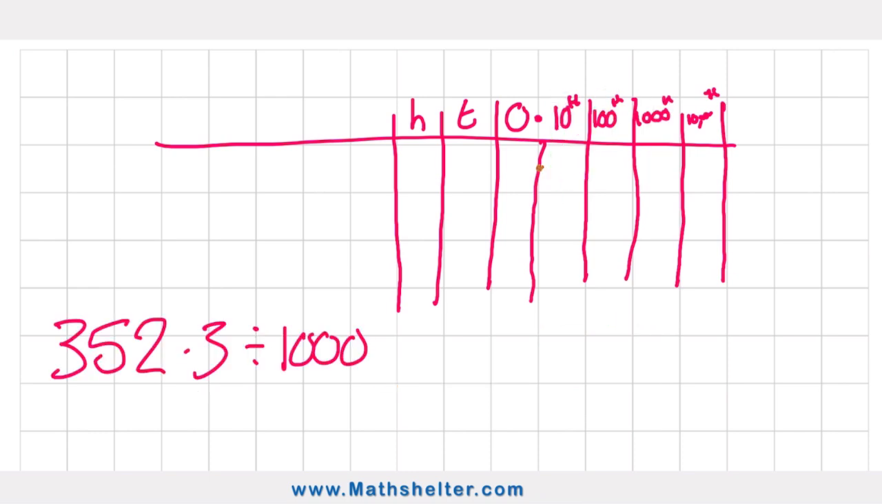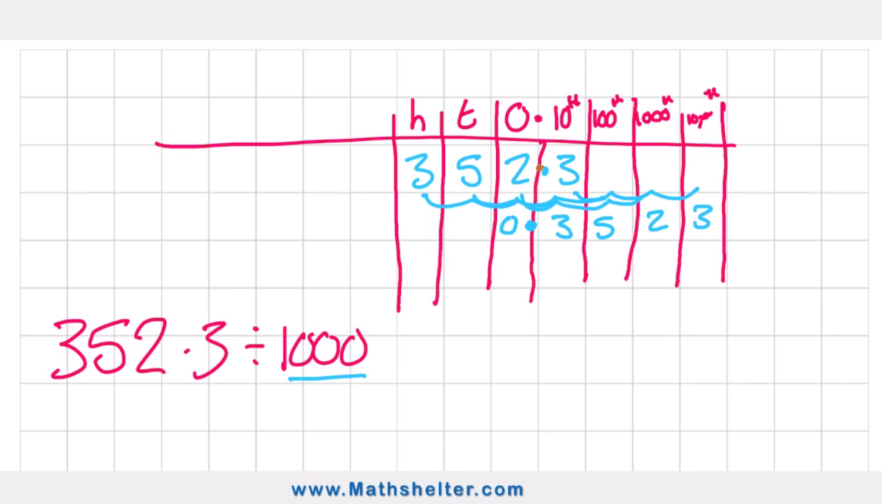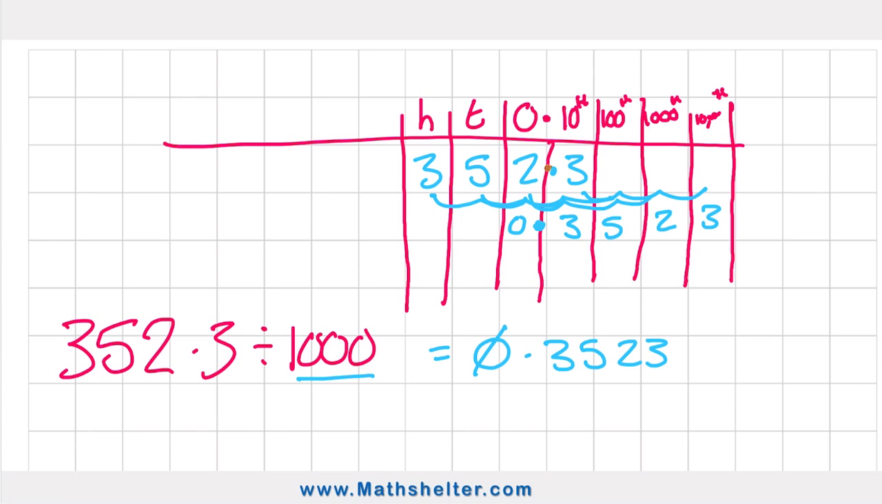Okay, so let's put our numbers in place. 352.3 and I'm dividing now by 1,000, so I need to move them 3 places. So my 3 would come 1, 2, 3. My 2 is 1, 2, 3. My 5 is 1, 2, 3. My 3 is 1, 2, 3. Put back my decimal, put a placeholder there in front of it if I want, which leaves me with 0.3523, or I could get rid of that 0 and just call it .3523.